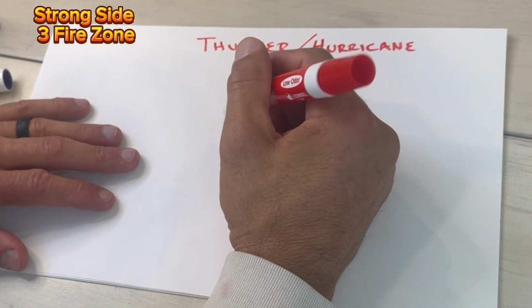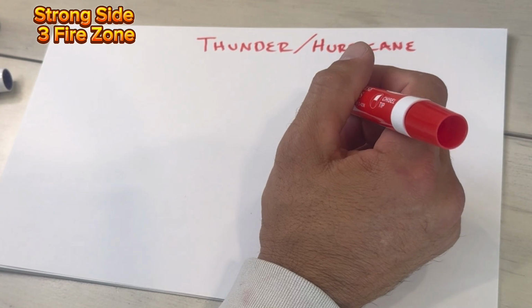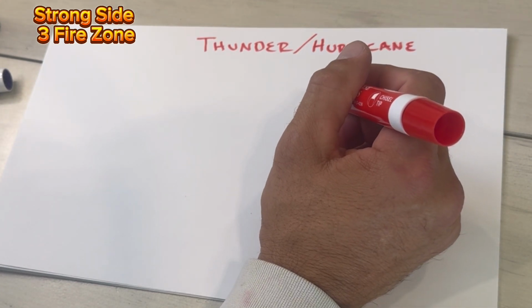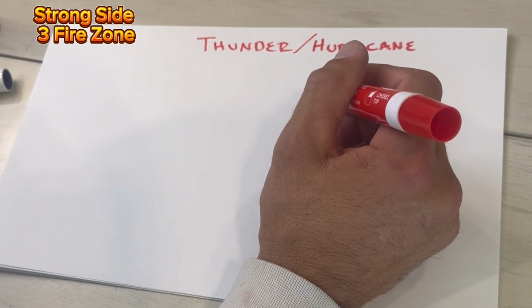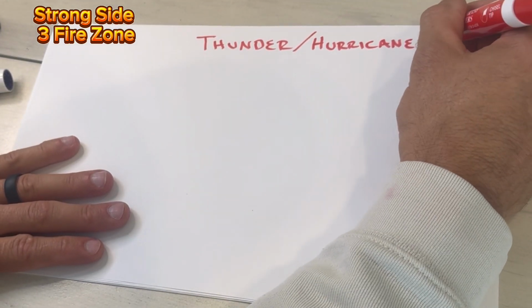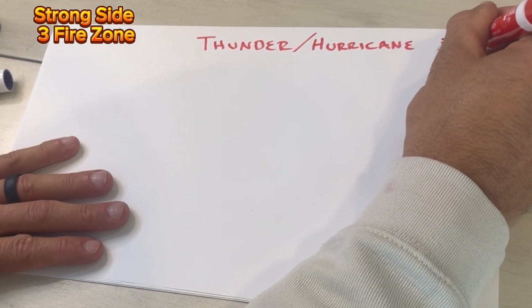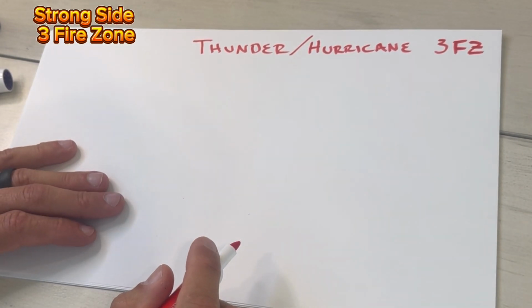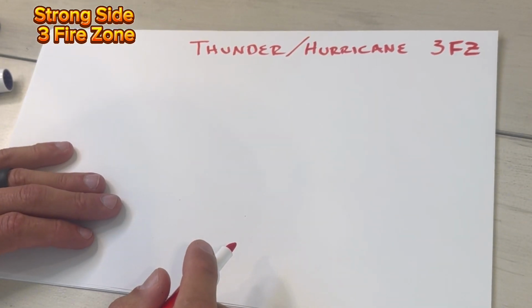Okay, talking about Thunder and Hurricane, these are blitzes. All right, so these are all going to be 5-man pressures, and we're going to play cover 3 fire zone behind it. Okay, so 3 fire zone. The difference between 3 fire zone and regular cover 3 is that we have 1 fewer underneath cover guy.